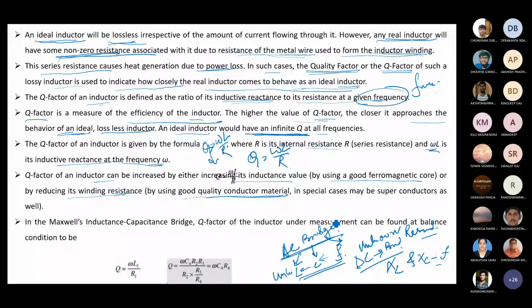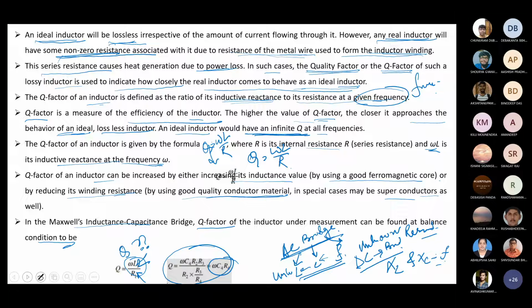For the Maxwell inductance capacitance bridge, the Q factor of the inductor under measurement can be found from the balance condition. You need to find the value of Q, where Q equals omega L by R. If you replace the values of L1 and R1 from the Maxwell inductance capacitance bridge, you will get omega C4 R4. So finding Q is another important factor.